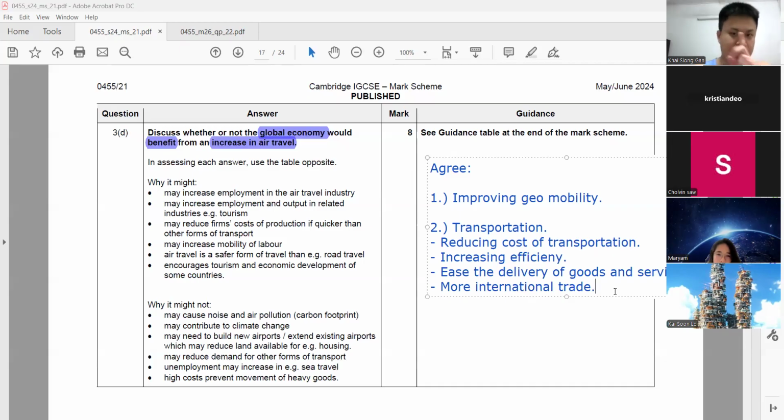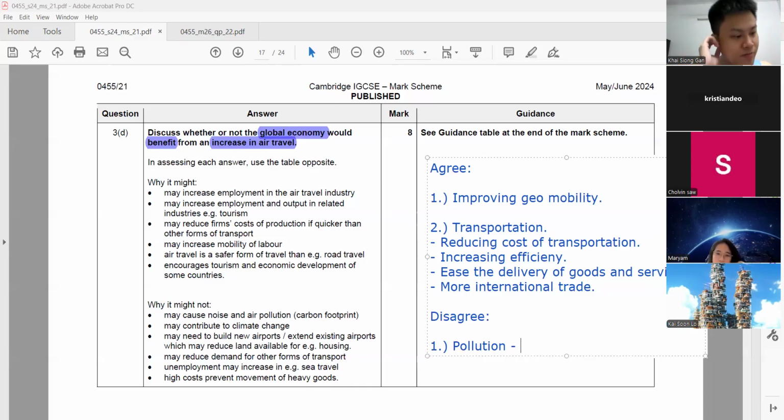Okay, so the second point, you are okay, but just that the explanation is not good. Now the disagree. You talk about pollution, that is good. But then you suddenly thought your explanation is not very good for the pollution part. What did you talk about?